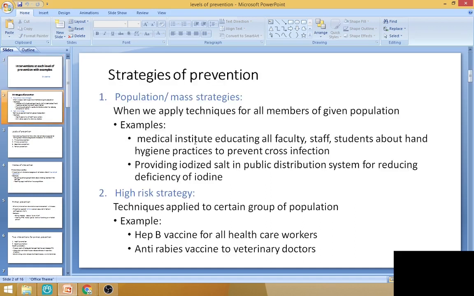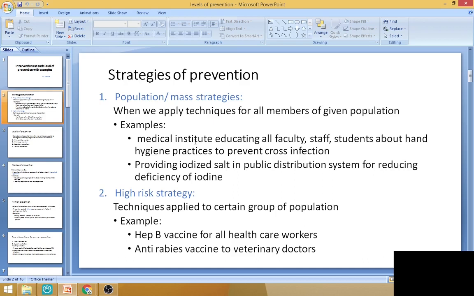So, what are the strategies of prevention? Prevention means before the occurrence of a disease or before the appearance of a risk factor. In order to prevent such diseases, what are the steps, what are the activities a person has to take up? Those fall under the levels of prevention.